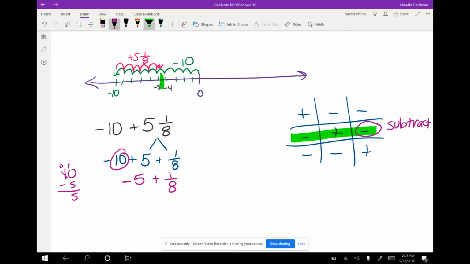So if we have different signs, let me get a different color. If we have different signs, so a negative and a positive, which is that second row. It's the second row right here. Then I need to subtract them once more and keep the sign of the bigger number.